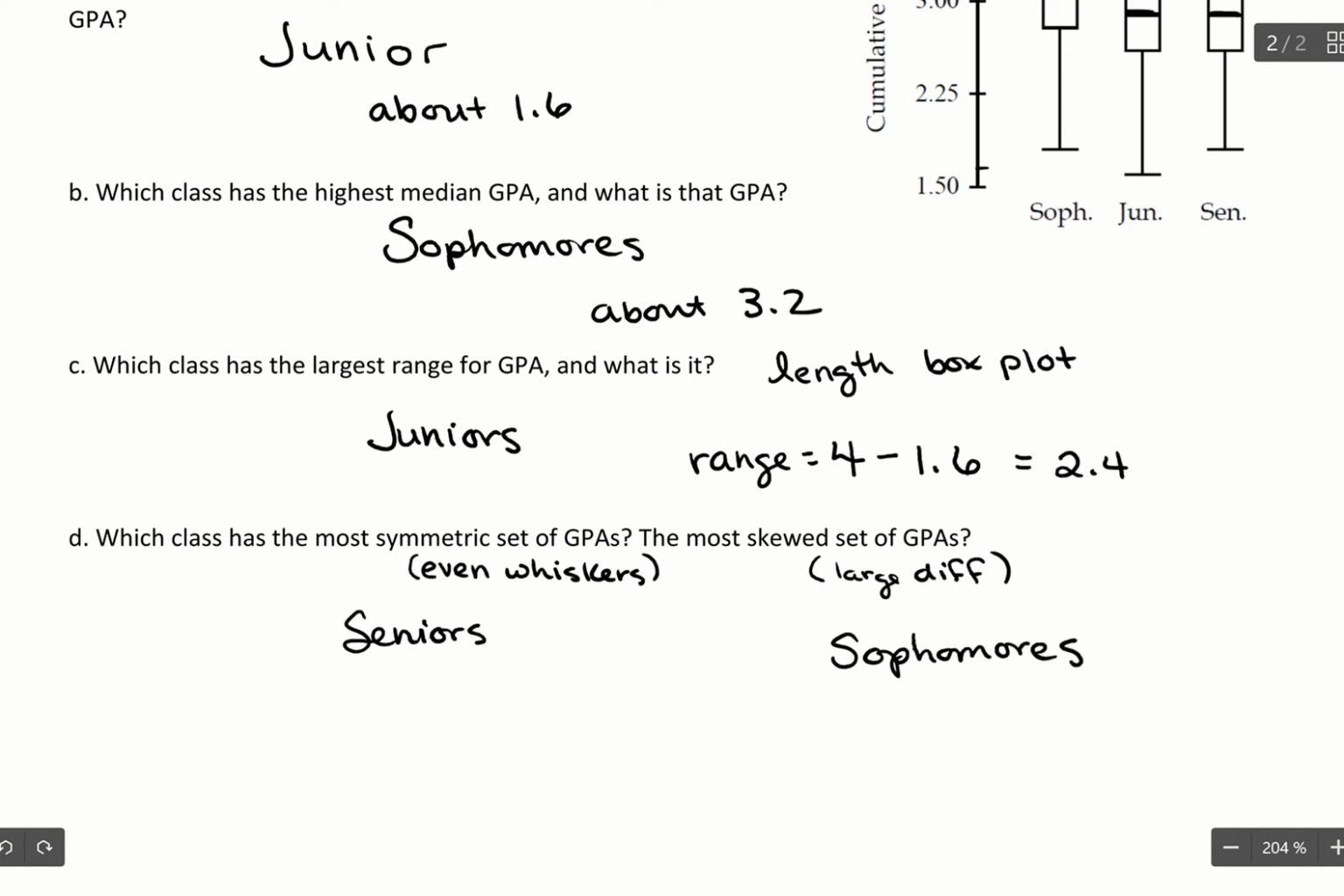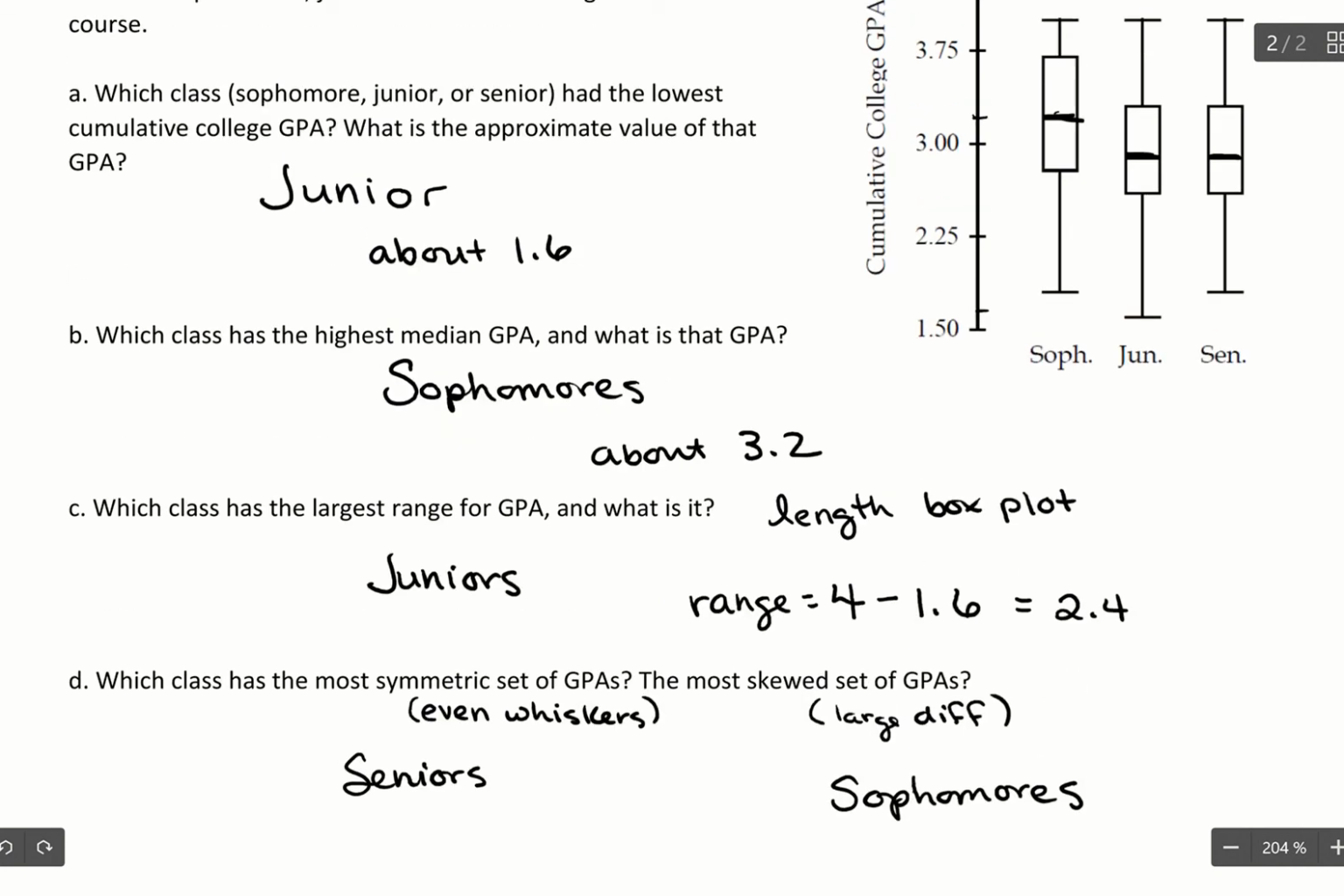So that's how we draw box plots, and then how we can compare them by graphing them together on a single graph.